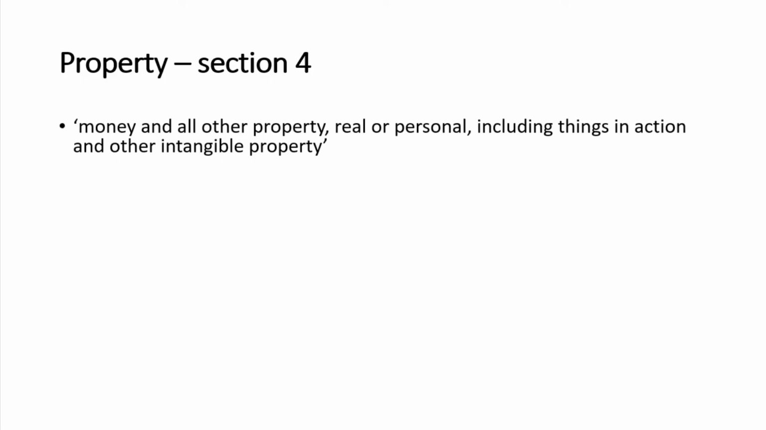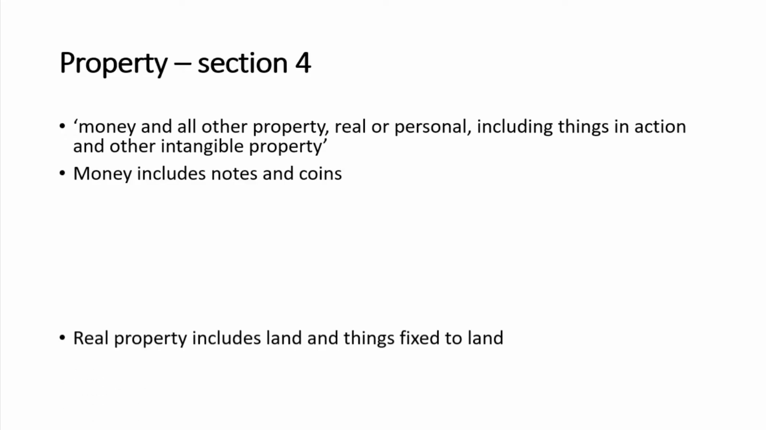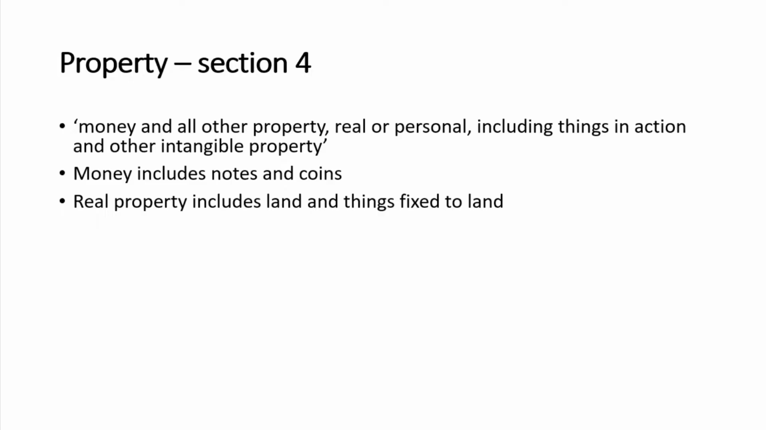Let's look at property, which is in Section 4, and the definition which you should try and learn is: money and all other property, real or personal, including things in action and other intangible property. So money includes notes and coins in any currency. Real property is land and primarily things fixed to land, and things fixed to land include buildings.